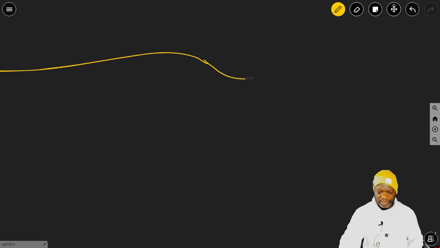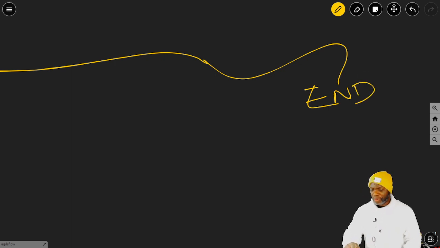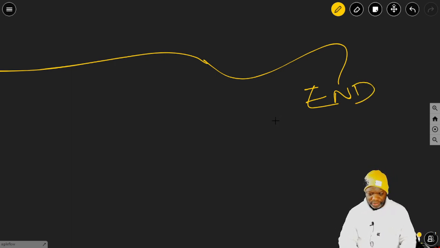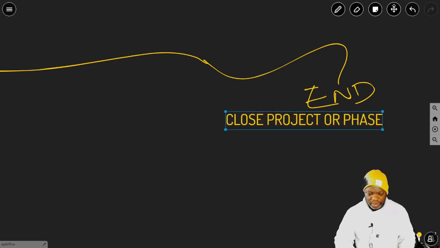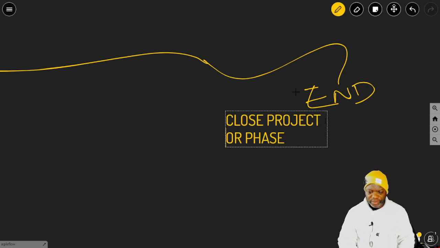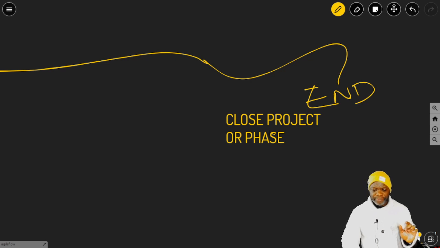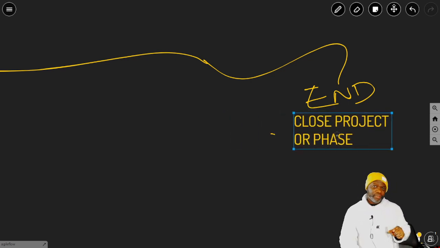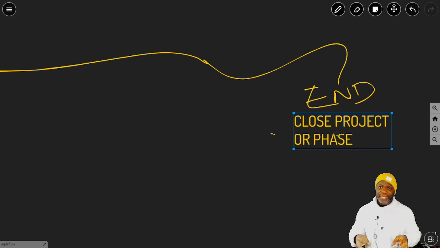of this whole journey is the closure of the project. And we call that close project or phase. You're closing out either a phase in the project or the project as a whole. By the time you get to the close project or phase process, it means the deliverable that you were working on has been accepted by the customer.